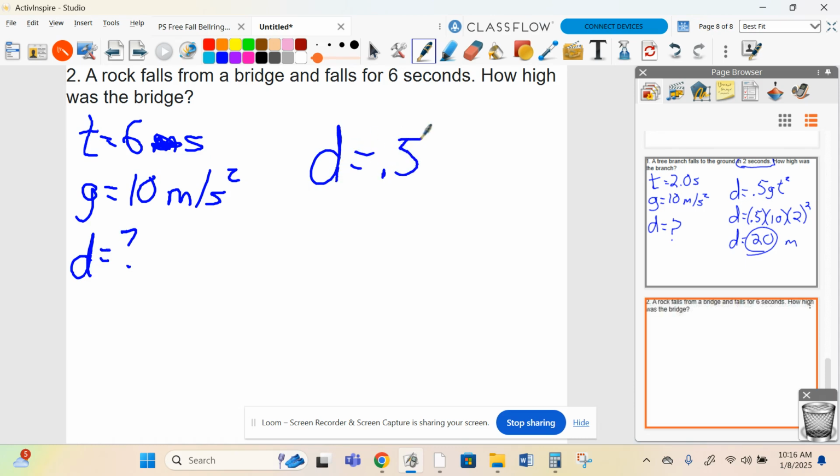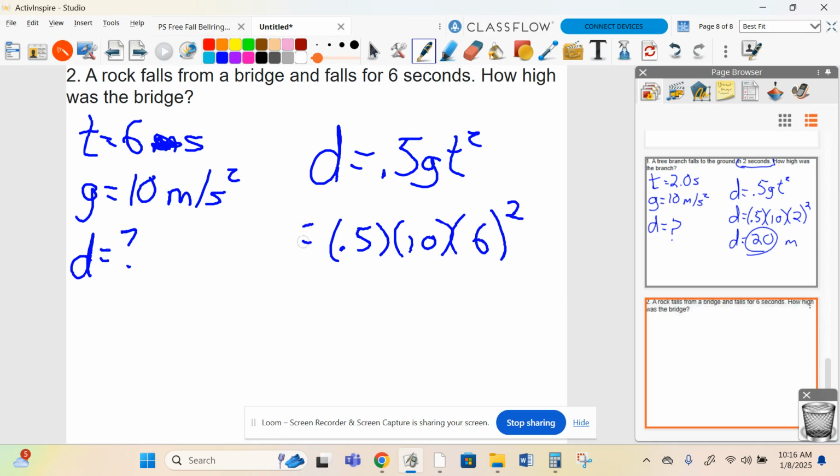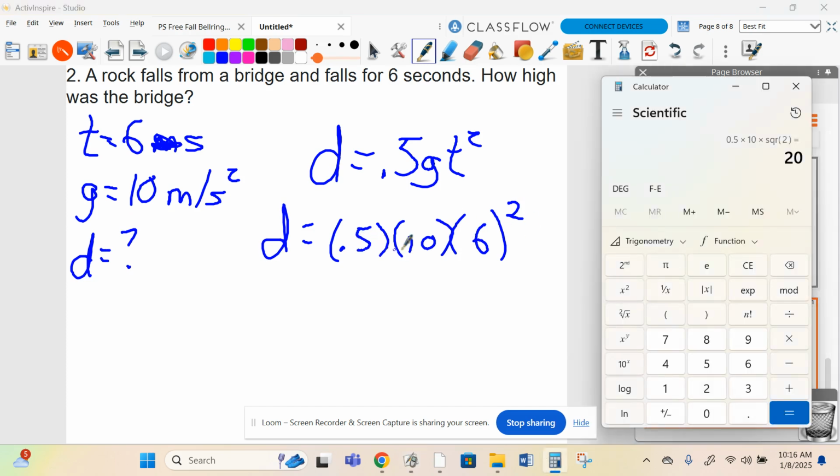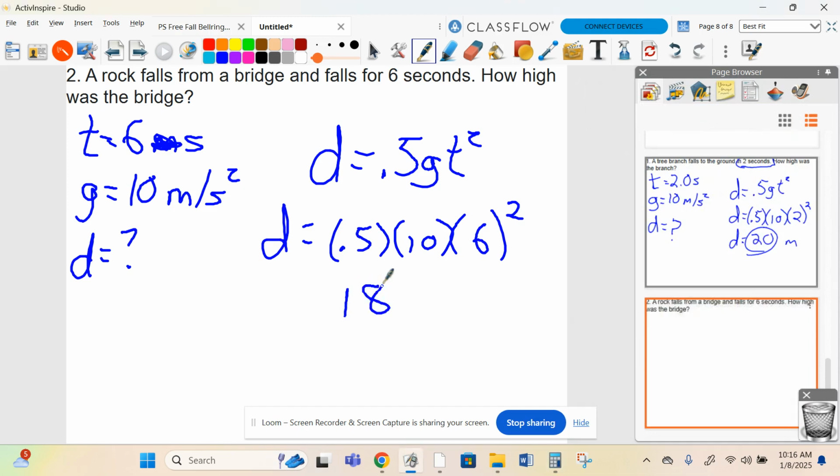d equals 0.5 gt squared. I'm going to plug in my values. This time t is 6. One thing I want to make sure that I'm careful about, only the time gets squared. It's not squaring everything. And again, I can just plug this in a calculator. If I don't want to do the parentheses, that just means it's multiplication between those two variables. So 0.5 times 10 times 6 squared equals. And the answer, number 2, is 180 meters.